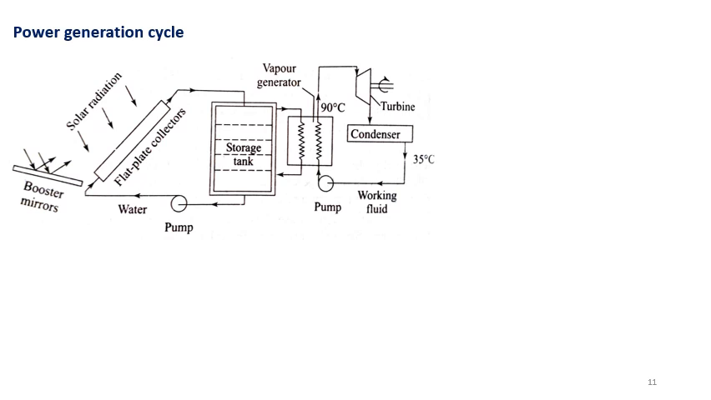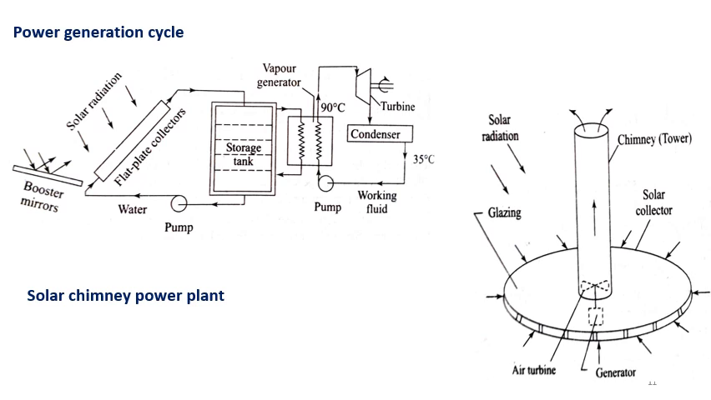Next, about the solar chimney or power plant. You can see there is a large solar collector with a glazing arrangement. Solar radiation falls onto this, so it traps solar energy and heats the air surrounded in the solar collector. So it gets heated up, and the air will move up.